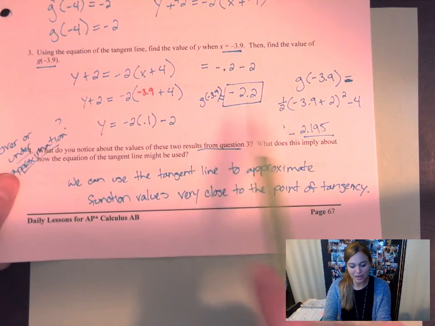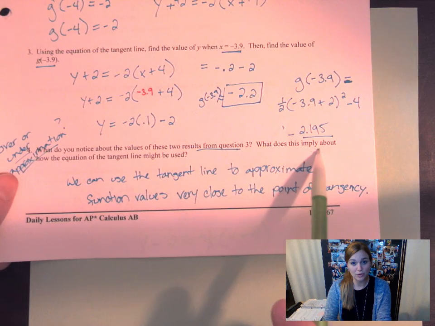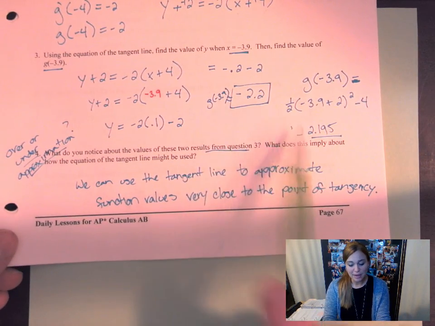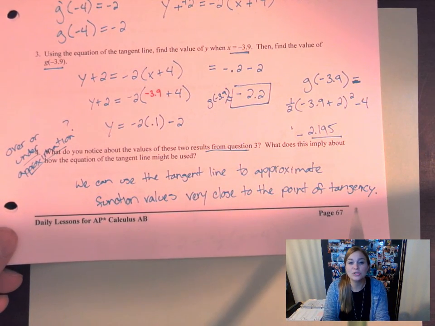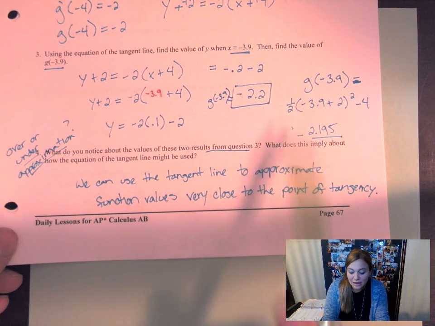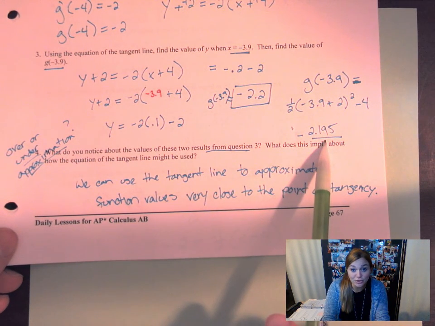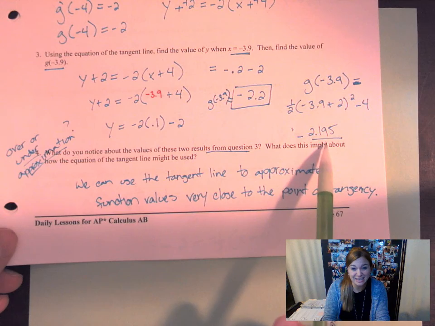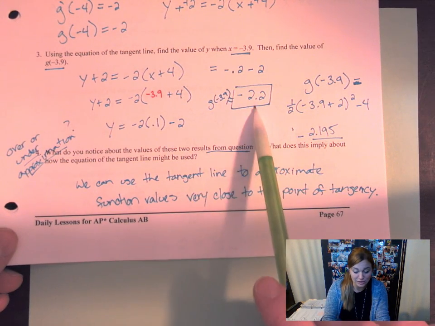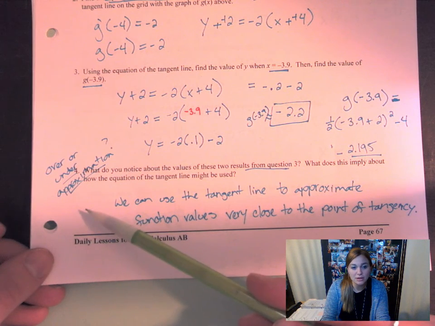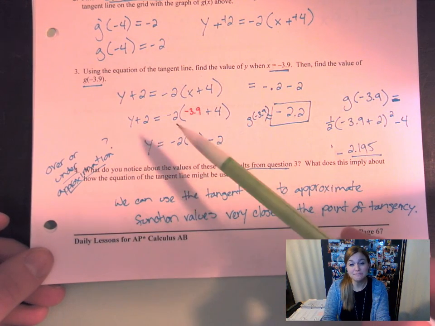I can see these two values, -2.2 and -2.195. So if I were to compare them, I can see right now which one is bigger and which one is smaller. I can see that this is a larger value because it's slightly less negative than this one. But sometimes you'll be asked, is this an over or under approximation?